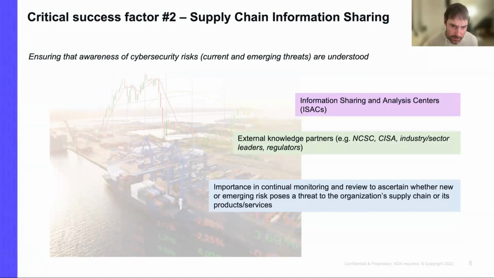Think about the second critical success factor. So then it moves on to supply chain information sharing. And we'll see across multiple frameworks, not least ISO 27001 and NIST 800-53, this need of building a culture of awareness, but also through the use of specialist organizations, knowledge partners, industry experts, industry bodies, making sure there's full awareness of cyber risk and that current and emerging risks and threats are being understood.